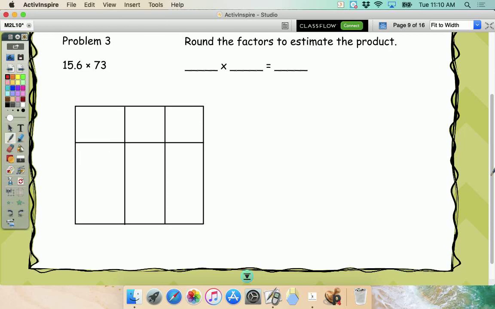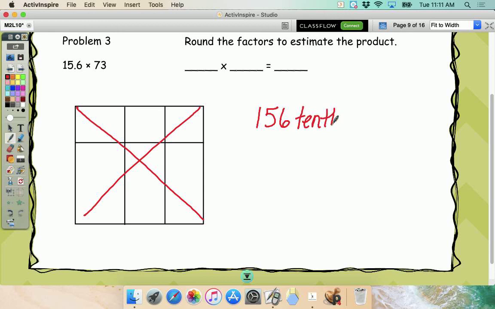Okay, this one's a little different. How is it different? Because it has 3 digits. Okay? We're going to put the longest number on top. Is this still the tenths place? Yeah. Okay, so when I write this, I'll write 156 tenths. Now don't do the problem yet, because we have to round.